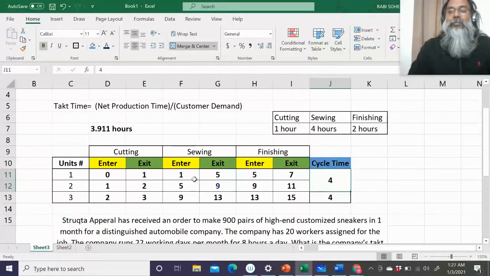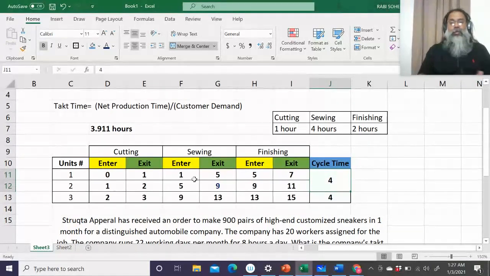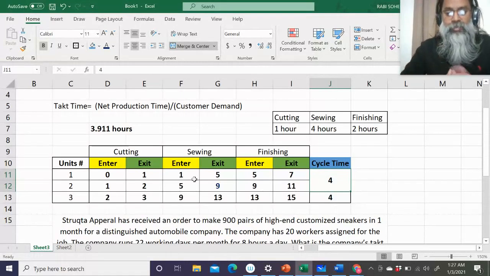So that's all we have for cycle time and takt time. Hope you understood the topic, and hope you have by now managed to solve the problem that was attached to this lesson.